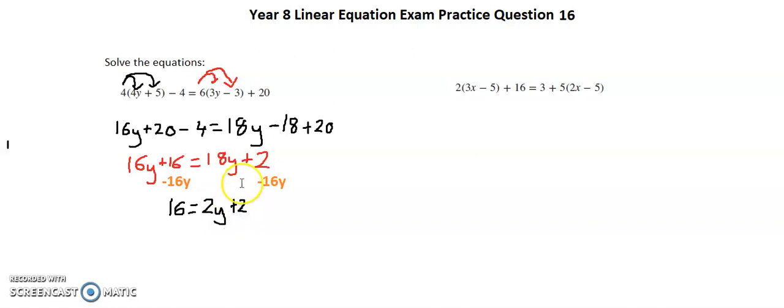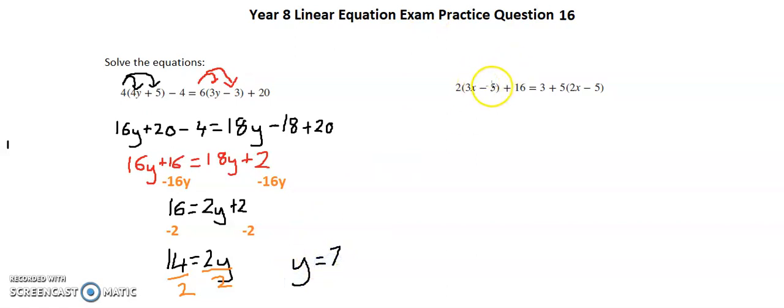Likewise, I'm wanting to get my constants on one side, so I'm just going to take away 2 on both sides. That leaves me with 14 is equal to 2y. I need to halve, because the opposite of times is divide, and I need to get y by itself. So 2y divided by 2 is y, and 14 divided by 2 is 7.